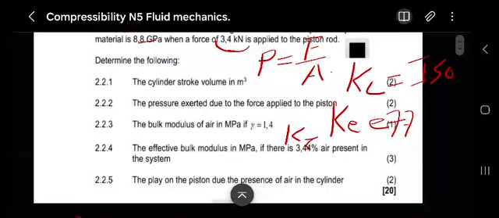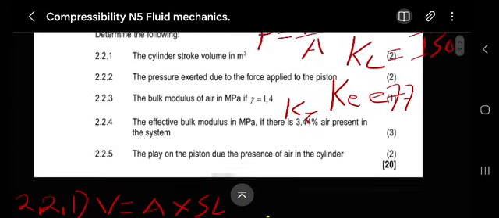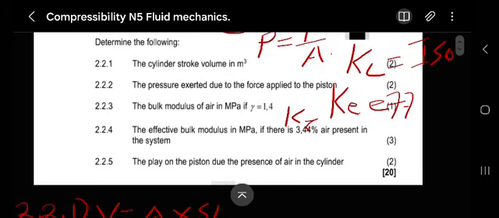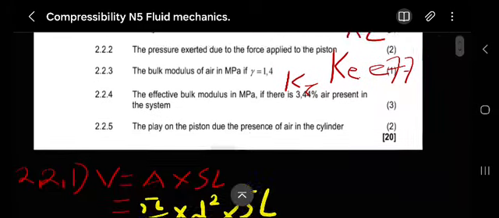They want KE here because it's not an isothermal bulk, but an effective bulk modulus. This must be made okay. We have been given air, and I spoke about this thing of air again. I've explained that in another video. But okay, let us solve this 2.2.4, the effective bulk. We have the formula sheet there.